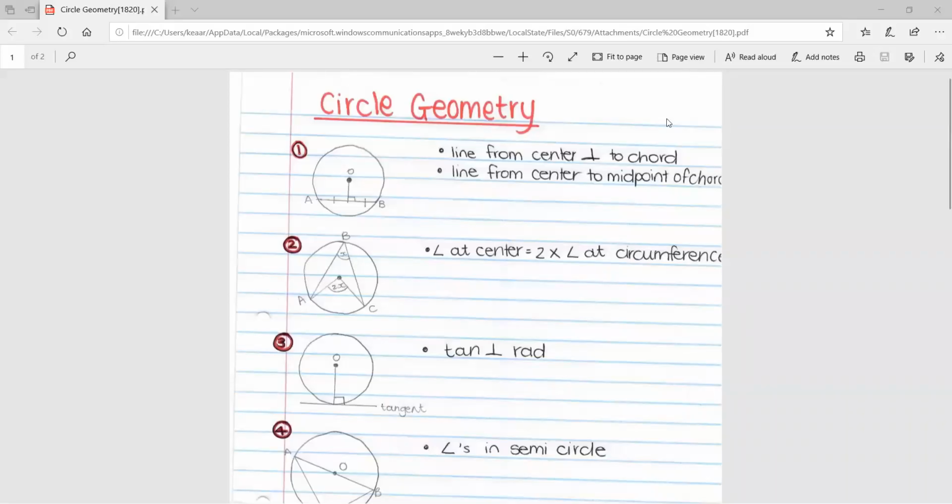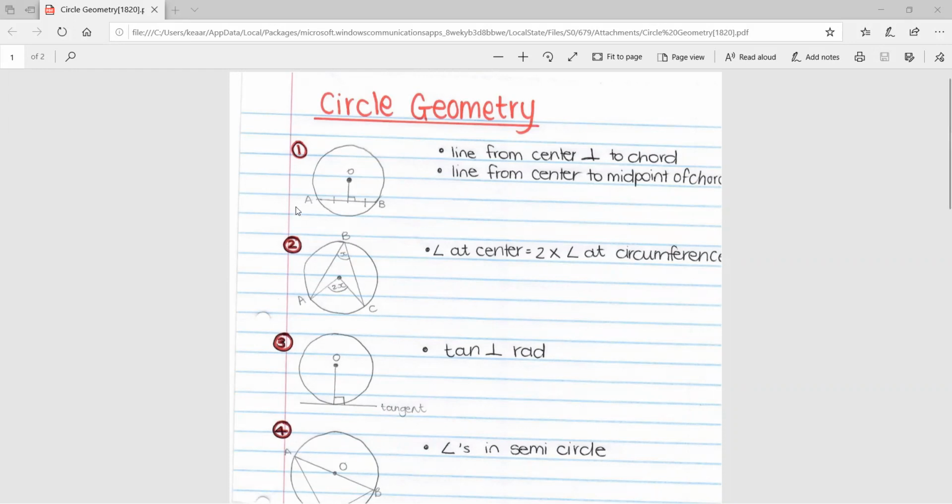This video is on circle geometry, which is also known as Euclidean geometry. I'll be going through the different theorems with their relevant reasons and a little picture to understand what it would look like in a test or exam.